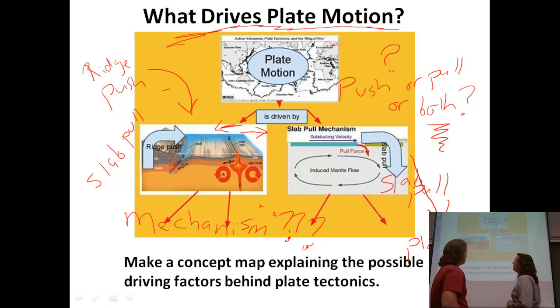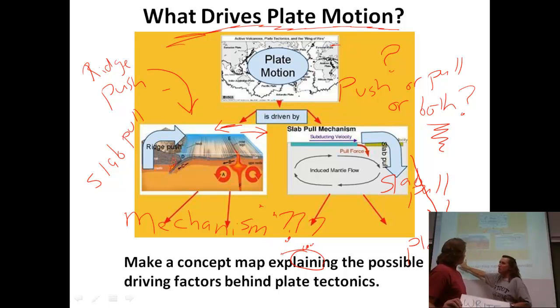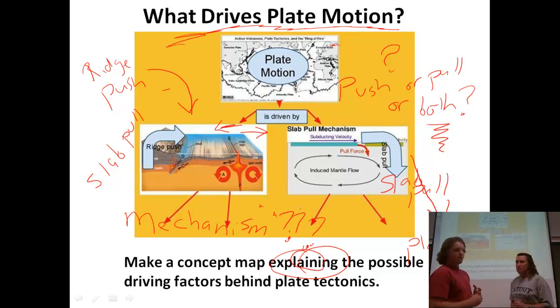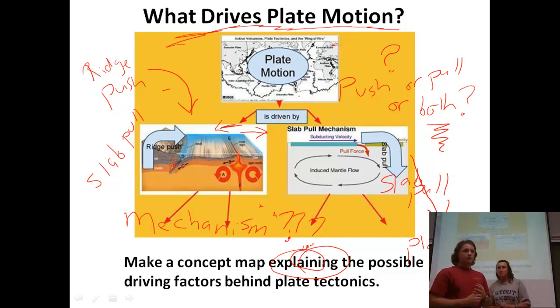That's right. Those are two different ideas, and what we want you to do here is explain ridge push and slab pull in your concept map, and you can do it right on your notes page, and note some differences between those two ideas. And then let's go on to the next slide.